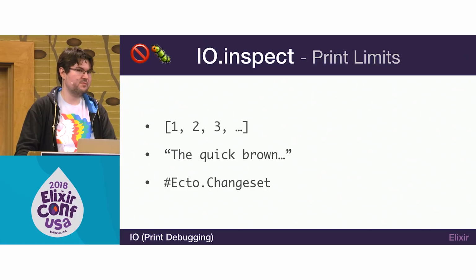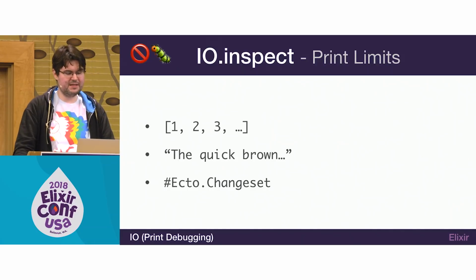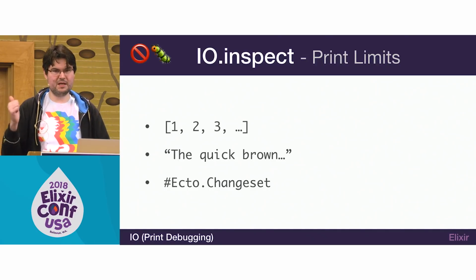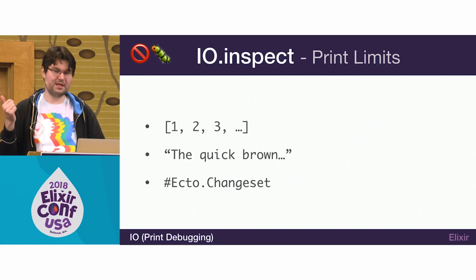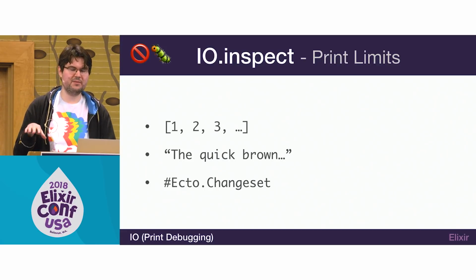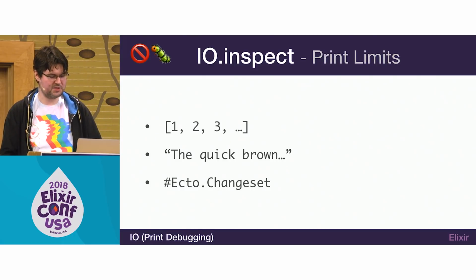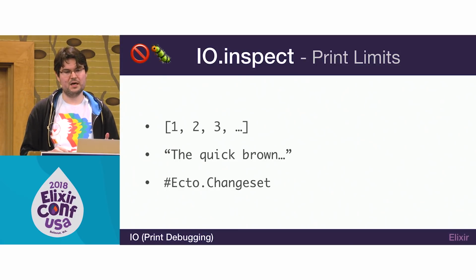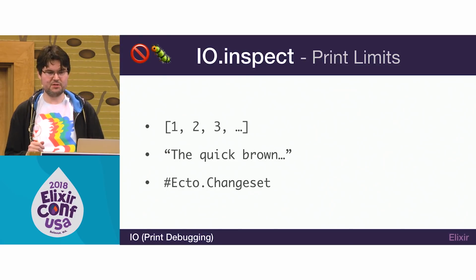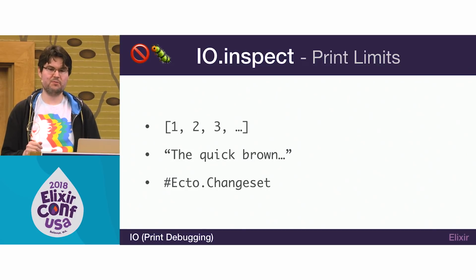IO.inspect does have some limitations, though. To limit the amount of data it prints, it limits the number of elements in a list, the number of characters in text, and it hides implementation detail fields for things that override the Inspect protocol. Unfortunately, those fields can be super important. This can be things like the action in Ecto, so whether you're doing an insert or a build, which can screw up how other functions work in the ecosystem.